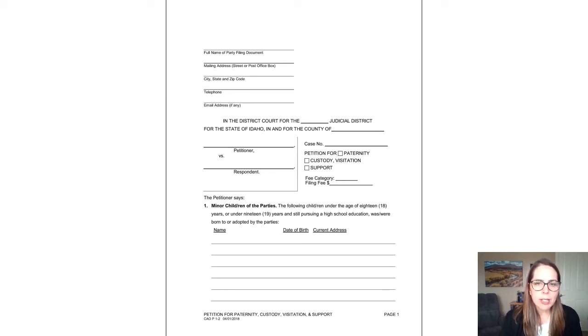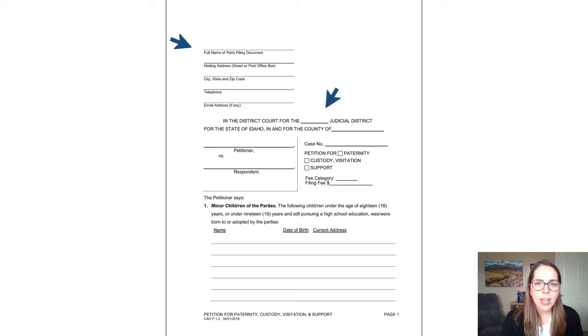I just want to go over this petition for paternity, custody, visitation, and support with you really quick to give you an idea on how to fill it out. You're going to start up here in the upper left-hand corner by putting your name and contact information. Make sure this is up to date and accurate. This is where the courts are going to contact you or send notices to you regarding your case.